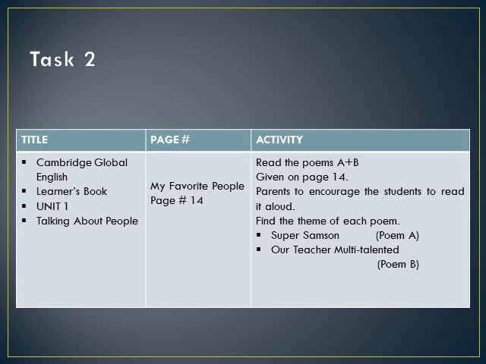You have to read the poem A and B aloud and get the help of parents where required. You have to find the theme of each poem. The poem A is about Super Samson and the poem B is about our teacher, multi-talented. Now I will tell you about the theme of each poem.